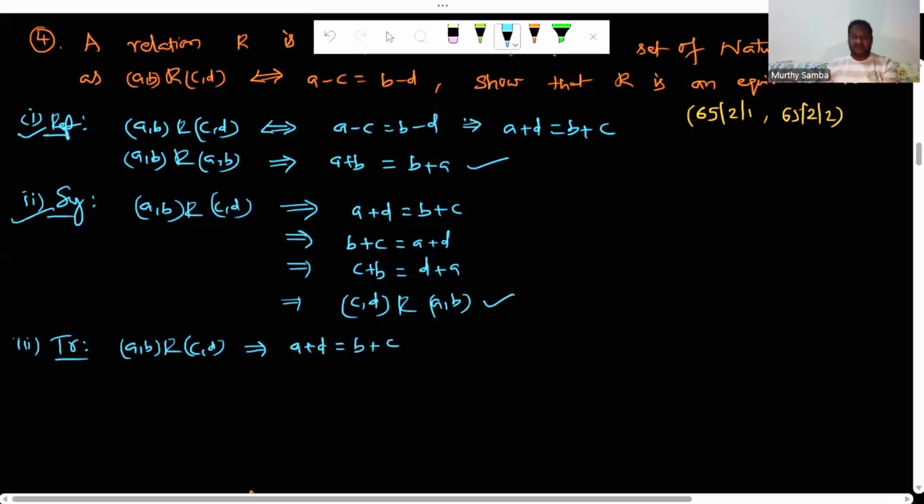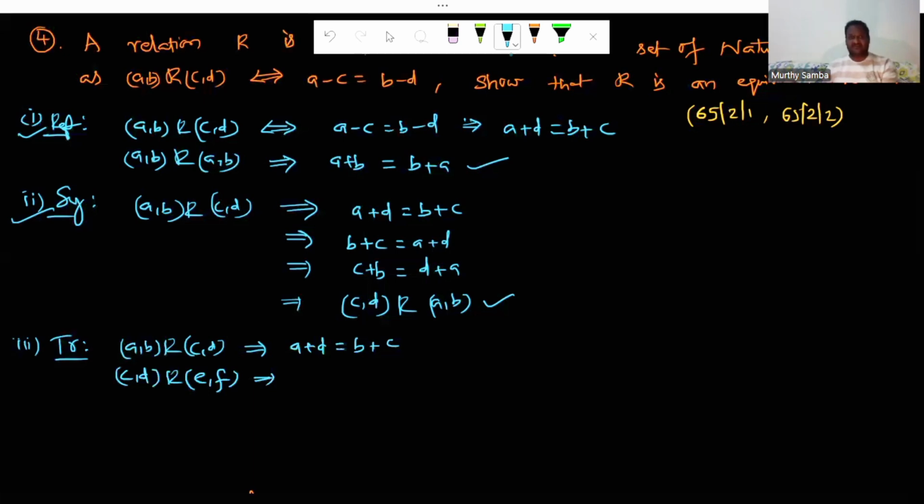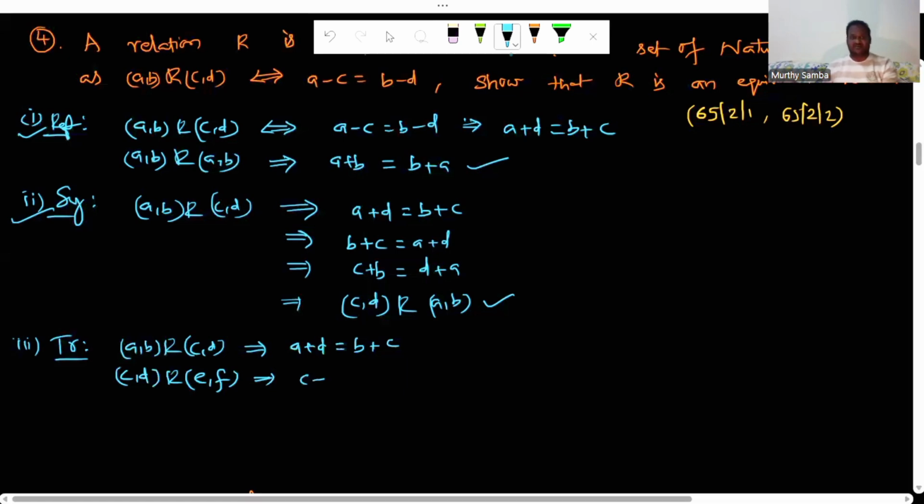And now (C, D) is related to another ordered pair (E, F). Then apply the same rule. What is the rule here? Sum of extremes is equal to sum of means. Sum of extremes means what? C plus F is equal to D plus E.